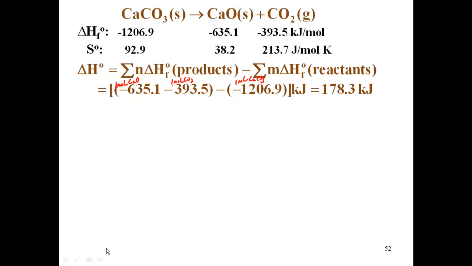Do the math, I end up with 178.3 kilojoules. That's an endothermic process, and it favors a non-spontaneous reaction.